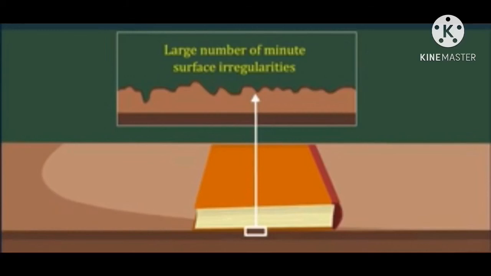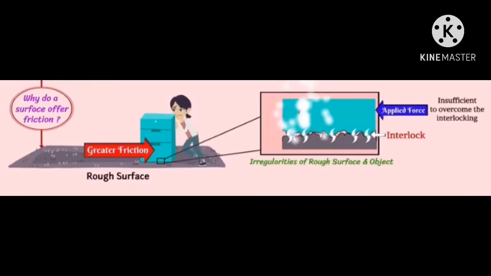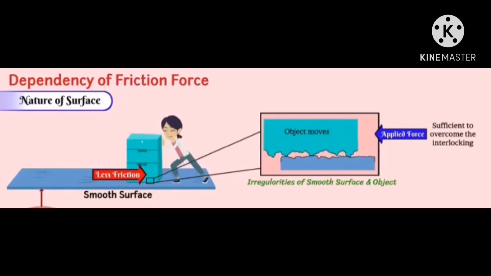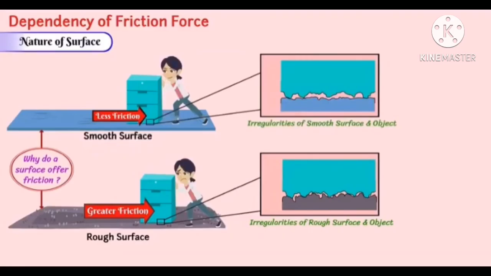Next, we are going to discuss what causes friction. We know that friction is a contact force. It acts when one surface moves or tries to move over another surface. Friction is a result of irregularities in the surfaces of bodies in contact. Even those surfaces which appear very smooth have a large number of minute irregularities on them.